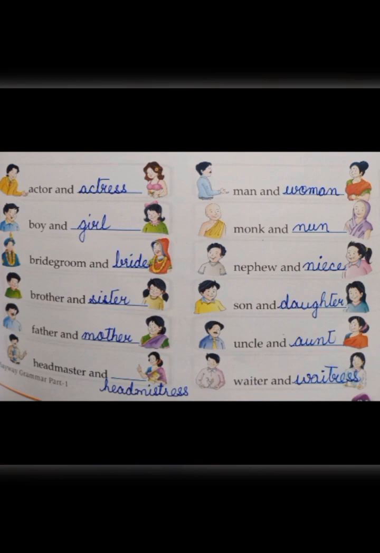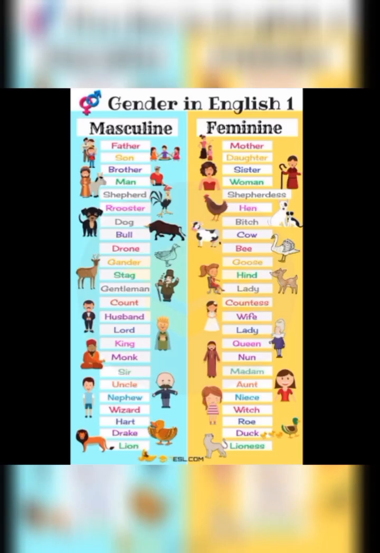Don't draw the pictures. Again, I am saying you don't draw the pictures. Children, few more examples are there. Read it and learn it and note down in your English 1 notebooks.